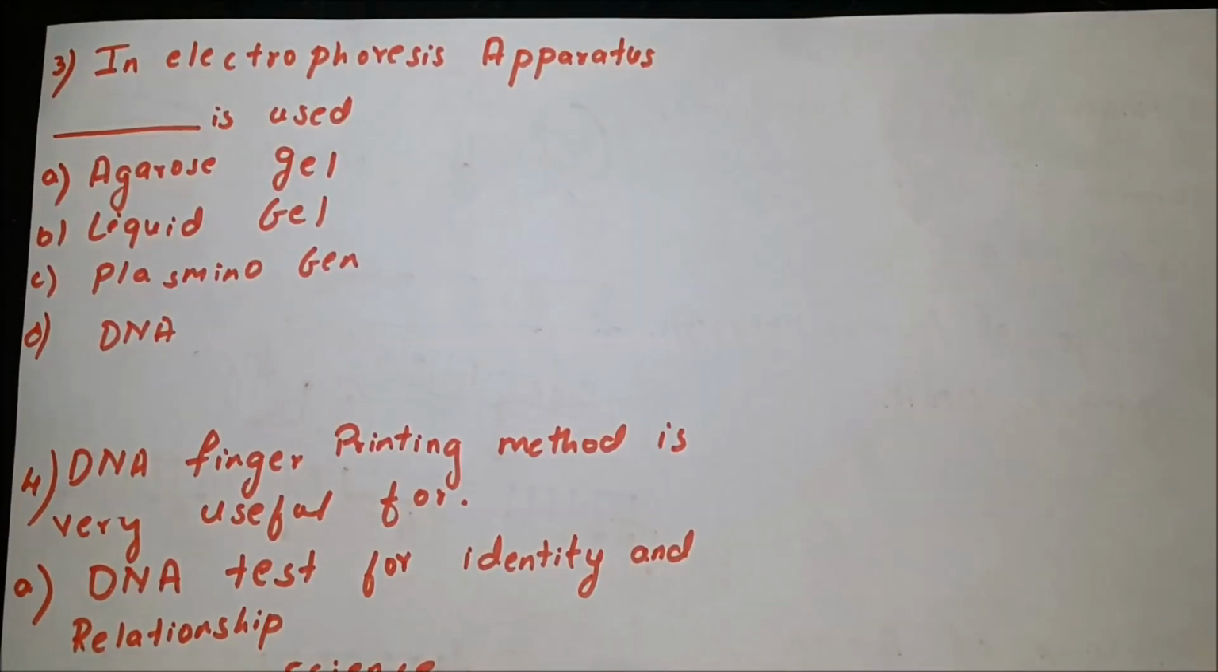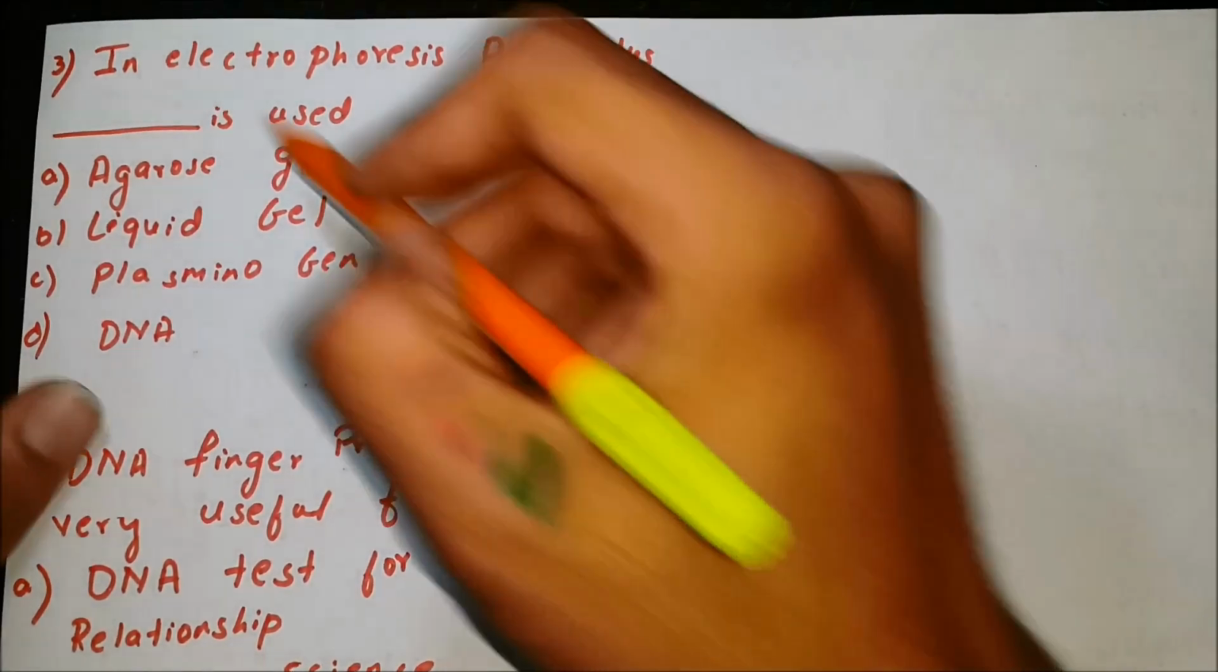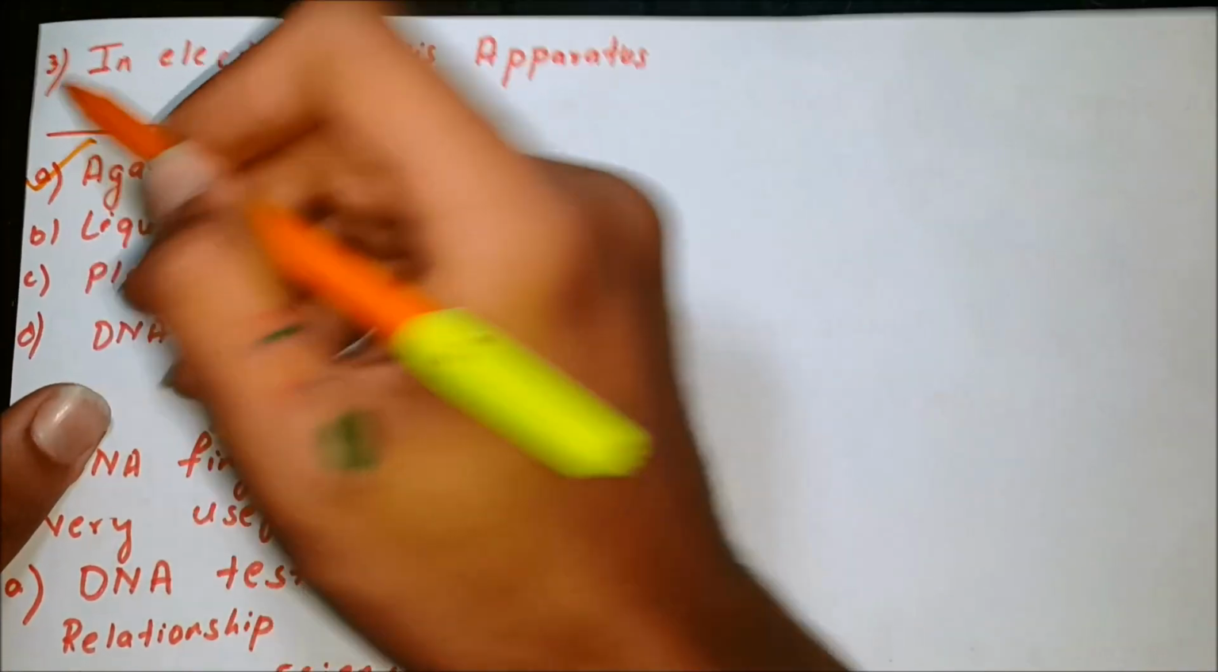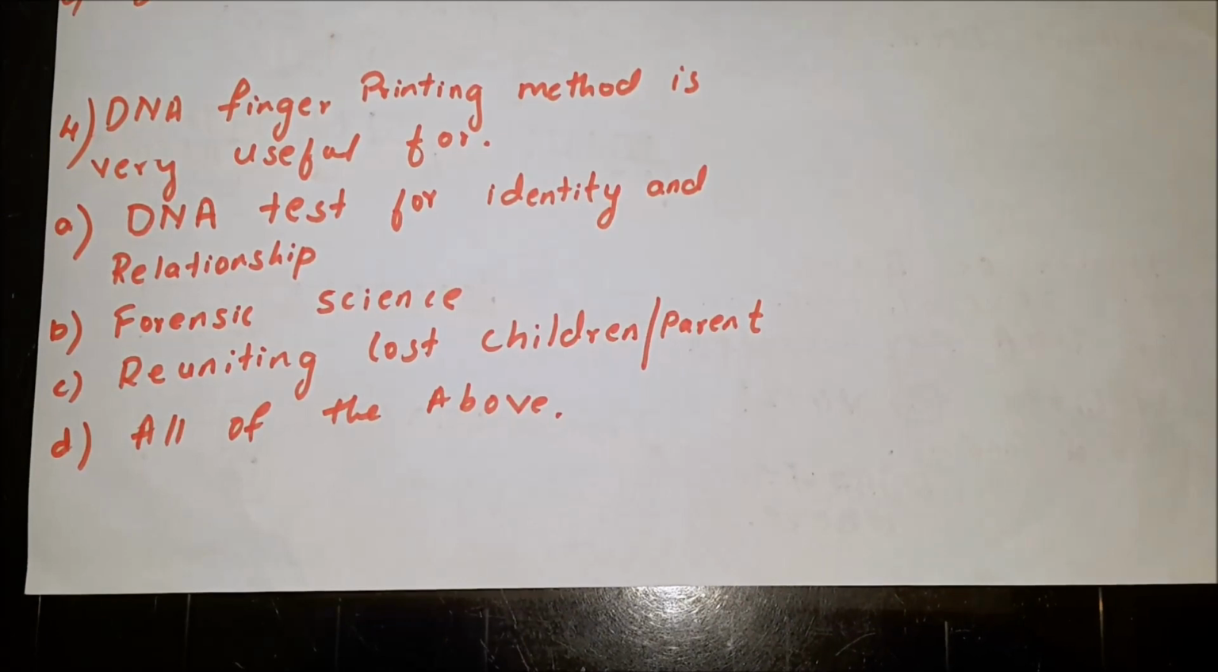Let's see the next MCQ. In electrophoresis apparatus, dash is used. We've got 4 options: agarose gel, liquid gel, plasminogen and DNA. This is a theoretical question. We'll directly say it's agarose gel. Let's see the next MCQ.